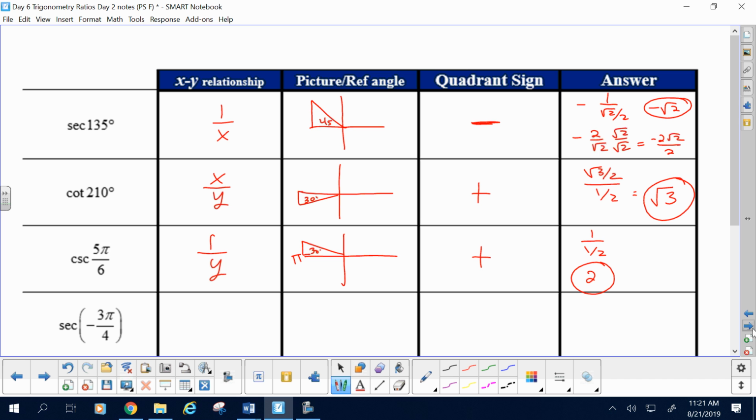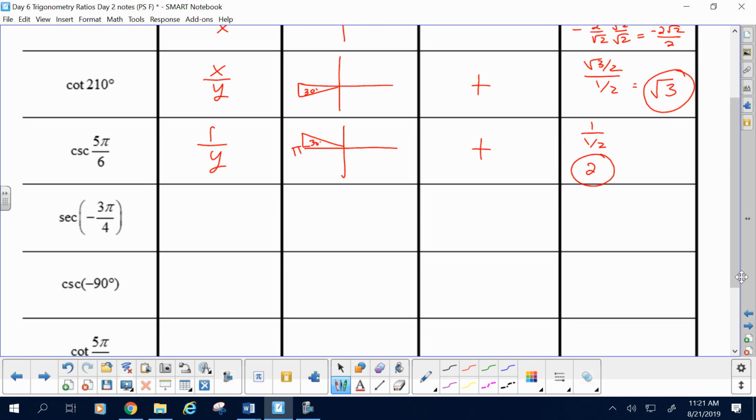So where sine or cosine is 1/2, then secant and cosecant will be 2. Secant of negative 3 pi over 4. Secant is the reciprocal of what? Cosine. And so instead of x over 1, it's 1 over x.